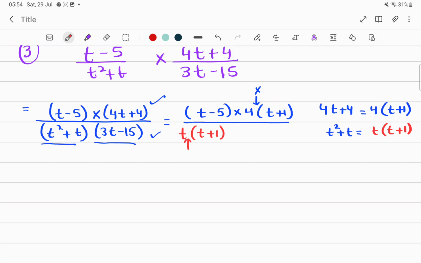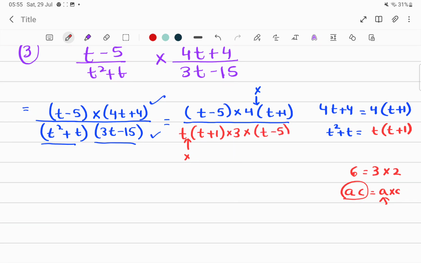Again, I am not writing multiplication here. By default, it is a multiplication sign, because we are writing factors. Like for example, 6 is 3 times 2. For arithmetic numbers, we have to write it. But for algebraic expressions, we can write just AC or A times C. We prefer to write this way, but its meaning is this. Okay. And then we have 3t minus 15. So 3 can be taken as common.